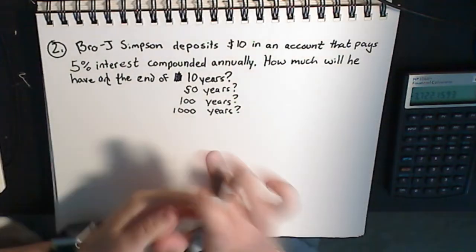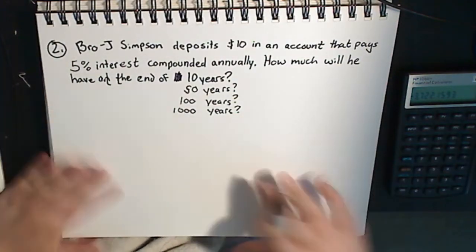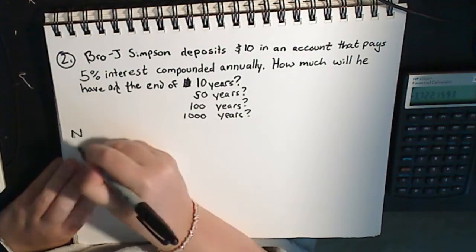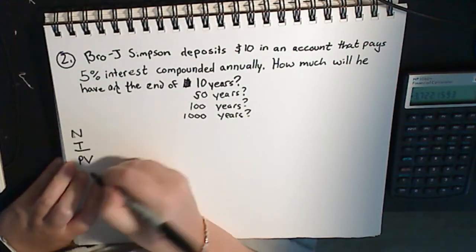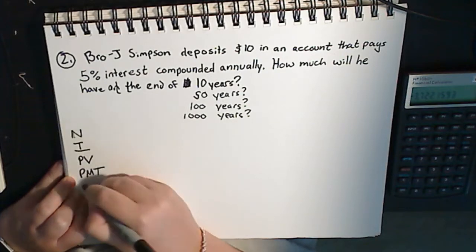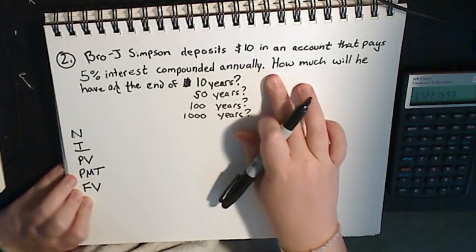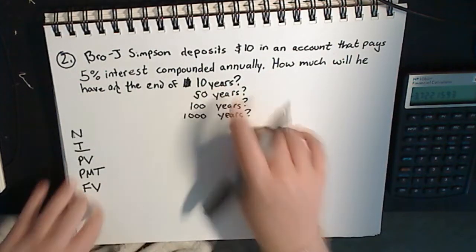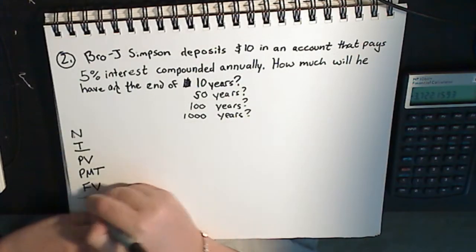All right, step 1 is get your thoughts in order. So you want to make yourself that little chart with N, I, PV, PMT, and FV. Now we're still solving for future value. You can tell that from the question, how much will he have at the end of 10 years? That's a future value. So we're still solving for that.